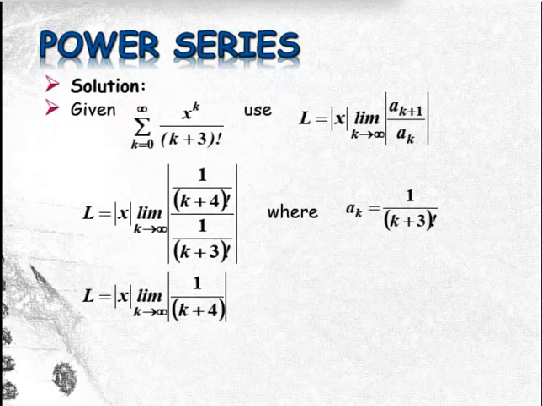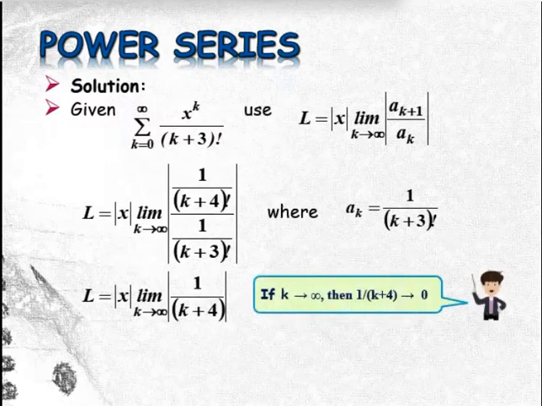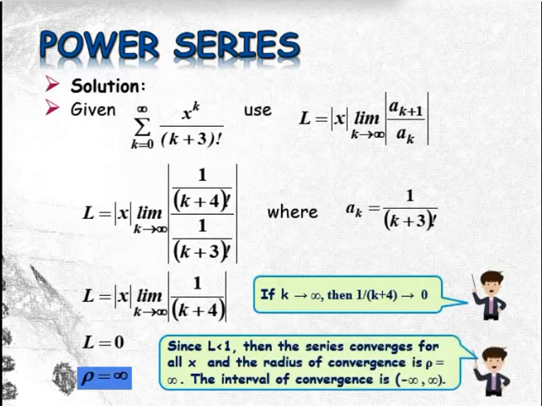Now, if k approaches infinity, then 1 over k plus 4 will approach 0. And we say that L is equivalent to absolute value of x times 0, or simply equivalent to 0. And if L is equivalent to 0, then the radius of convergence must be infinity. And we conclude that since L is less than 1, then the series converges for all x. And the radius of convergence is rho equals infinity. The interval of convergence is equivalent to negative infinity up to positive infinity.